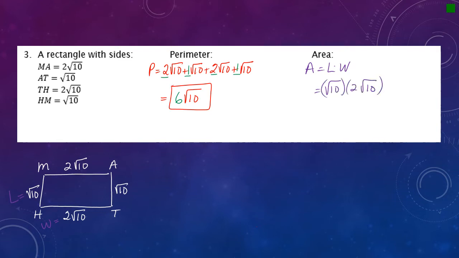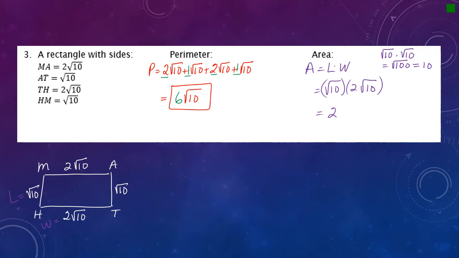So again, remember that you can multiply numbers that are in the same place. So I see that I only have one number that's not under a radical, and that is the number 2. And then if I multiply my radicals together, the square root of 10 times the square root of 10 is actually the square root of 100, which is a perfect square. So that just turns into 10.